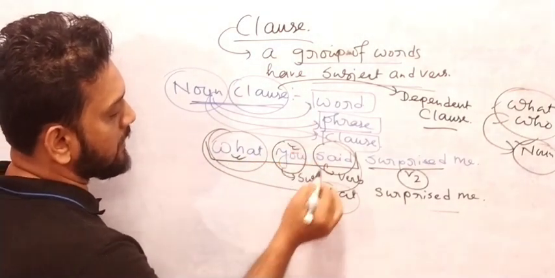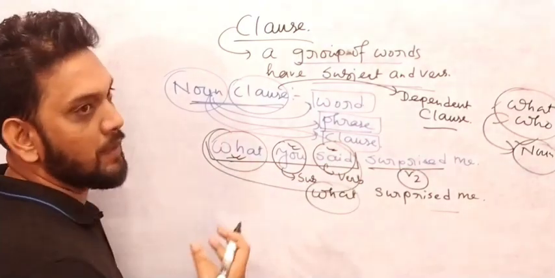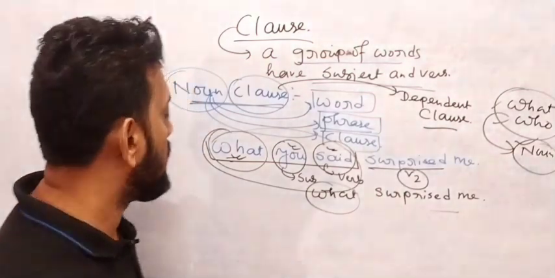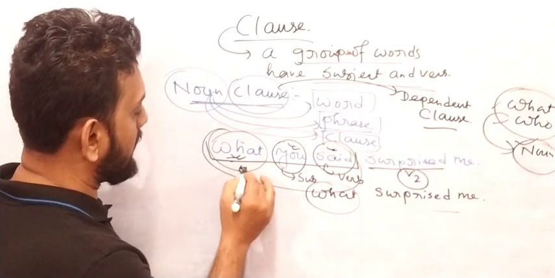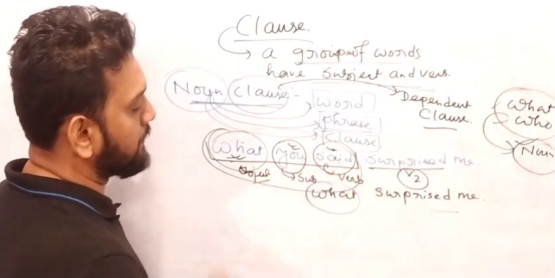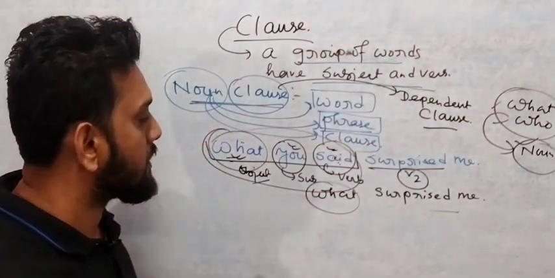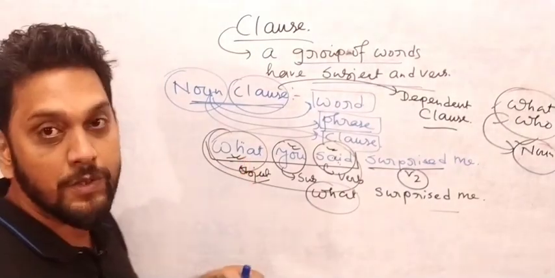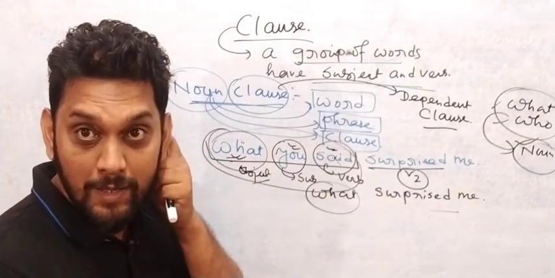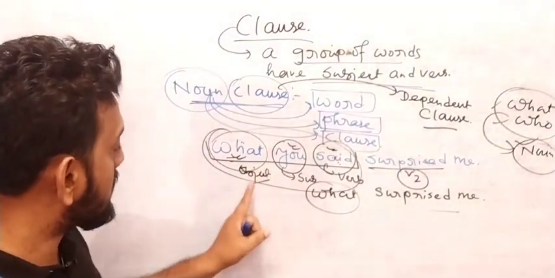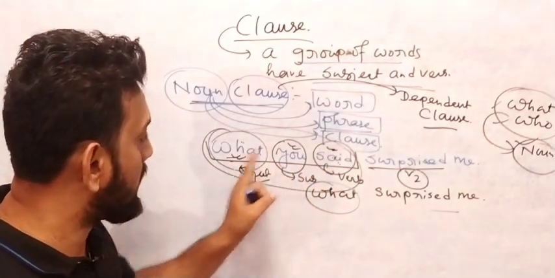You said: you is the subject, said is the verb over here. So what is the function of what? What means the things which act as an object of this verb. What you said surprised me. That means the things which were said by you surprised me. That means it acts as an object of this verb.